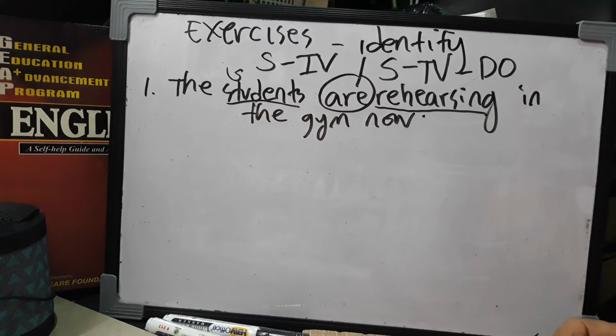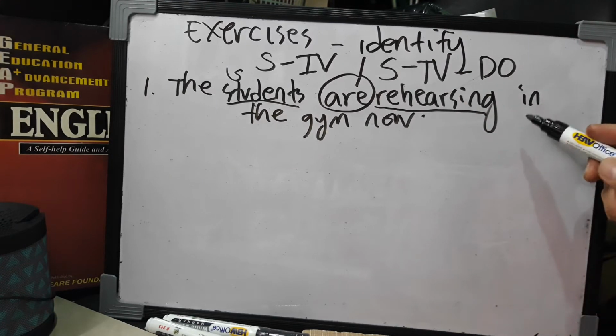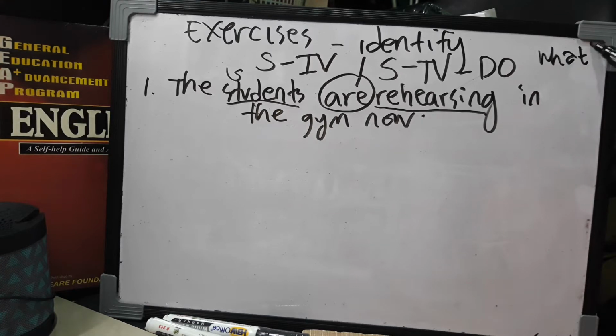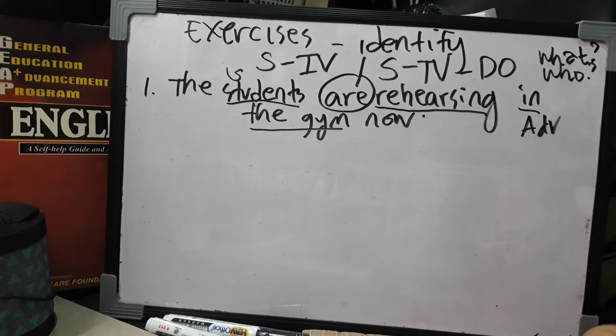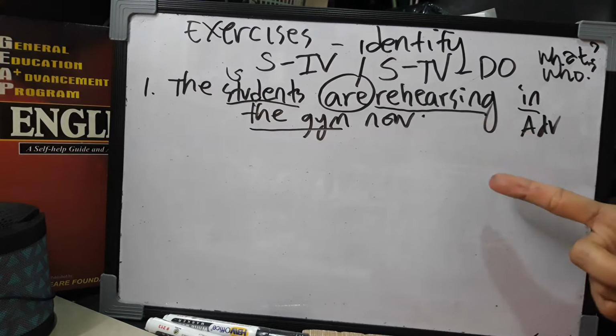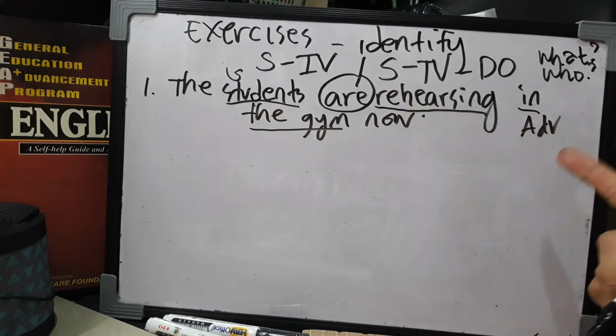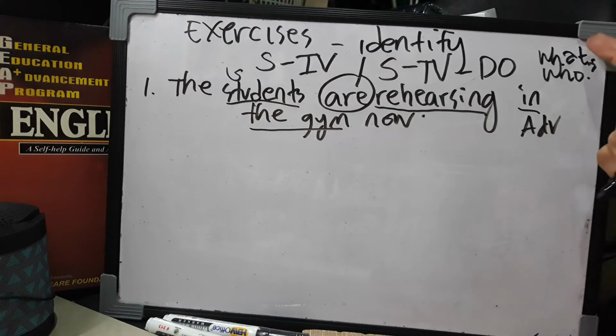Okay, let's identify. In this sentence, do we have a possible answer to the question what and who? The students are rehearsing. What are the students rehearsing? In the gym, is it possible? Of course not. In the gym here is an adverb of place. That's why the verb is followed by an adverb. We don't have a noun in the sentence, and of course, we don't have an answer to the question what and who. That's why the pattern is SIV. So that is how, guys, you identify.